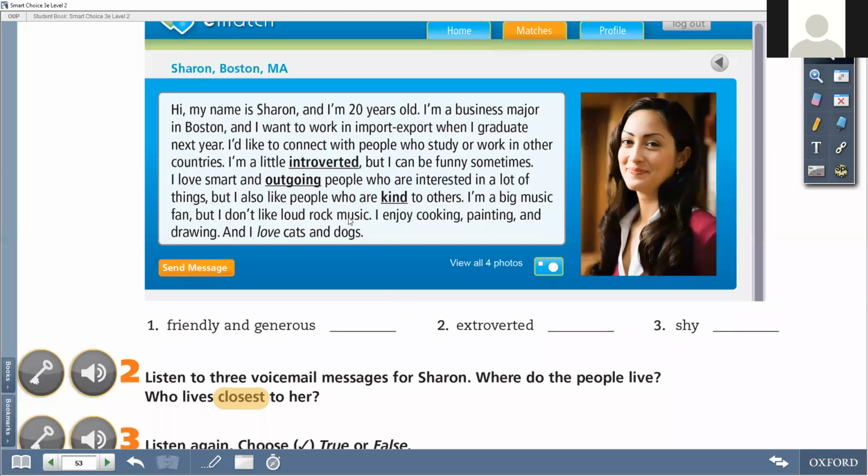2. Hello, Sharon. My name is Curtis, and I'm also from Boston. I'm studying business here too, so maybe we're at the same school. Like you, I hope to work for a company that specializes in import and export. People say I'm outgoing, talented, handsome, and funny. Well, that's what my friends say. I'm not a big music fan, though, and I don't really know much about cats and dogs. But I really enjoy cooking.